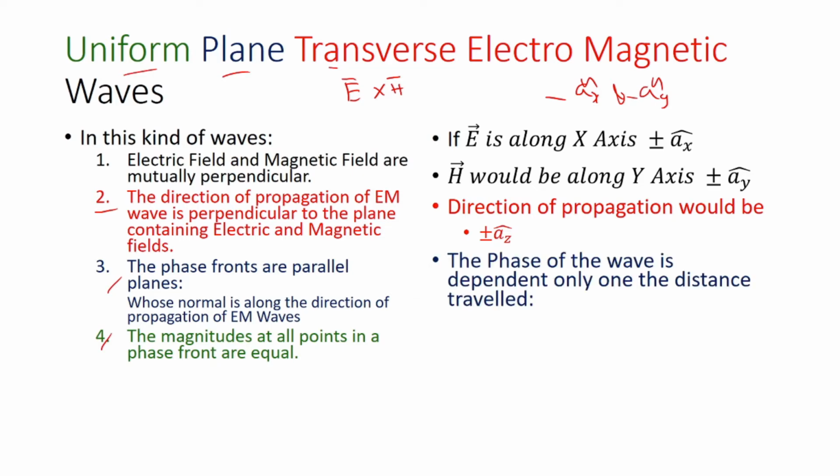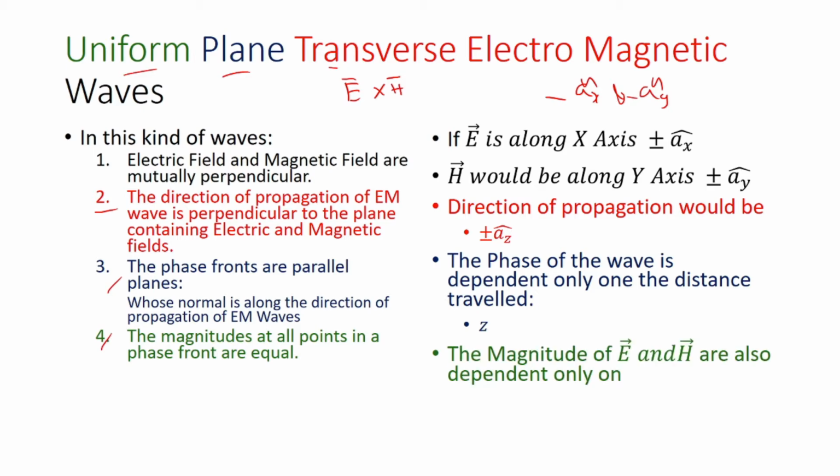The phase of wave is dependent only on the distance travelled. The distance travelled is along a_z cap. That means phase is a function of z. Similarly, because the magnitudes at all points in a phase front are also equal, the magnitudes of E bar and H bar are also dependent only on z. They are not dependent on anything else. They are not dependent on x, they are not dependent on y, but they are just dependent on z because of the uniform nature of the uniform plane transverse electromagnetic waves which we are discussing.